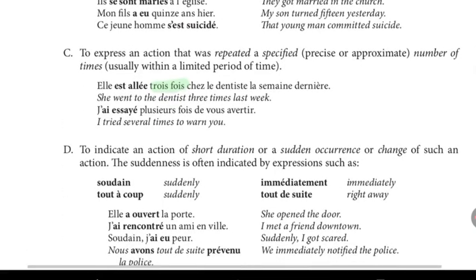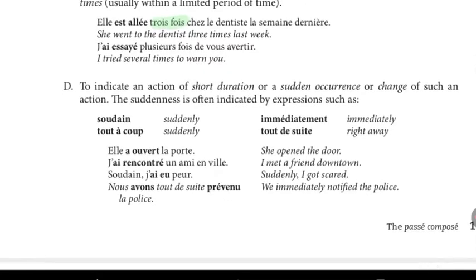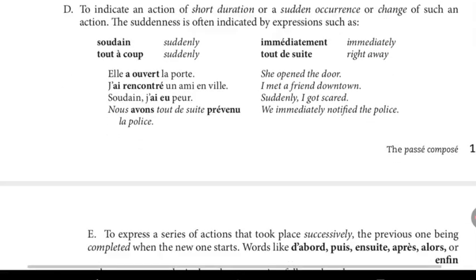Now, when something happens with short duration, a sudden occurrence, and we have words like soudain, tout d'un coup, immédiatement, tout de suite, so on and so forth. When you have this kind of action, short duration, of course, we use passé composé for them. We have example, elle a ouvert la porte. Elle a ouvert la porte. J'ai rencontré un ami convive. Soudain, j'ai eu peur. Suddenly, I'm frightened. I got scared. Nous avons tout de suite prévenu la police. We immediately informed the police. These are actions that happen suddenly. We use passé composé for these kinds of actions.